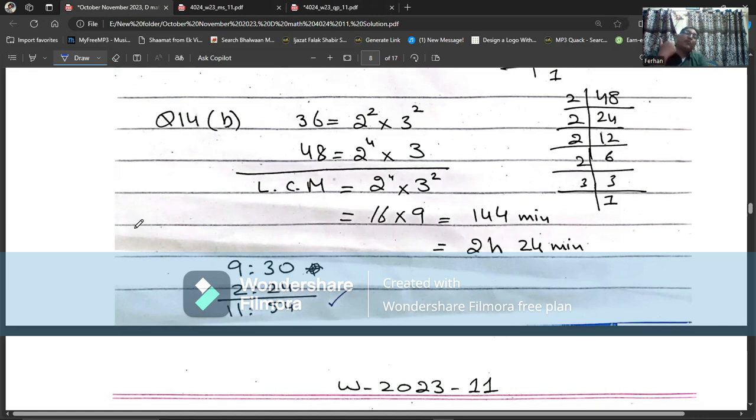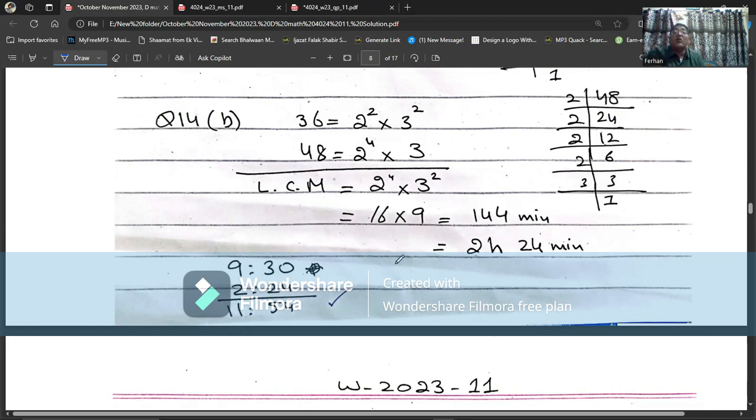You know, in the LCM, we take the common factors and we also take the factors which are not common. In the common factors, we take the largest power. So the LCM will be 2 raised to power 4 and 3 raised to power 2. So when you multiply them, this is 16, this is 9. So you get 144 minutes.